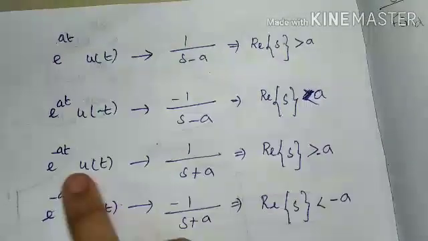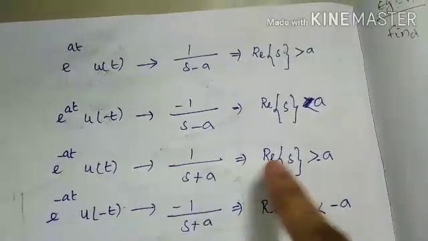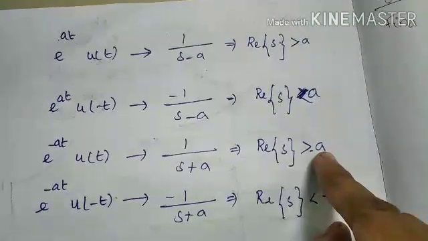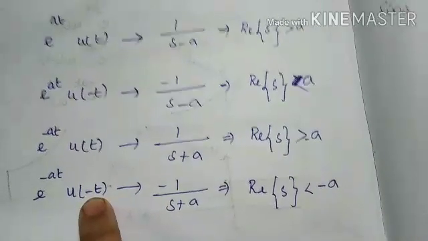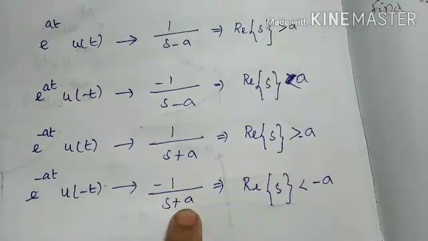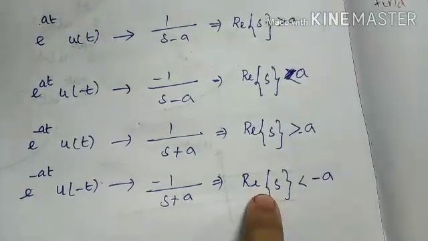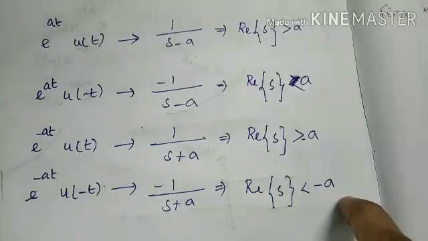Here the pole will be s is equal to minus a, so the real part of s will be greater than minus a. Here it is u of minus t, so it is a left-sided signal. So s is equal to minus a is our pole, and the real part of s is lesser than minus a.